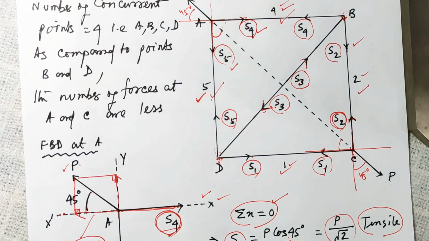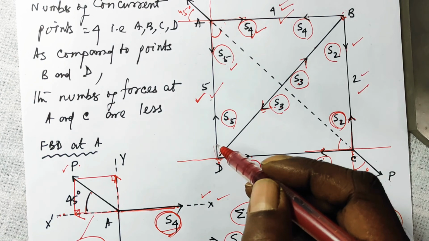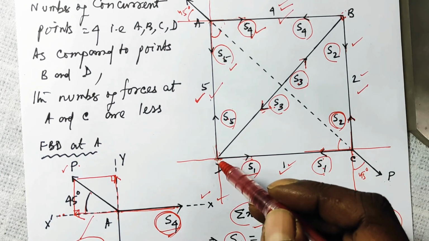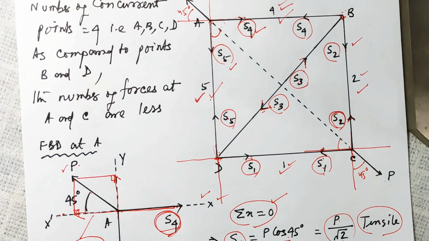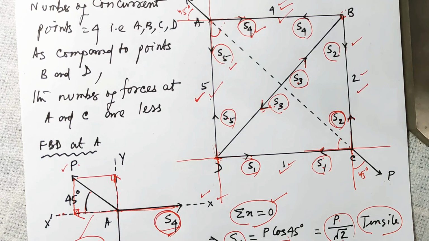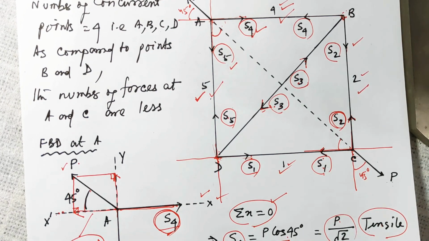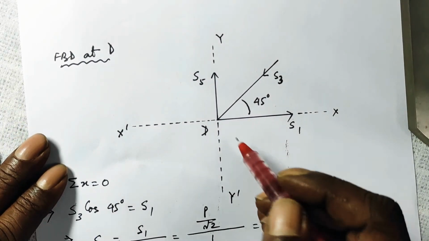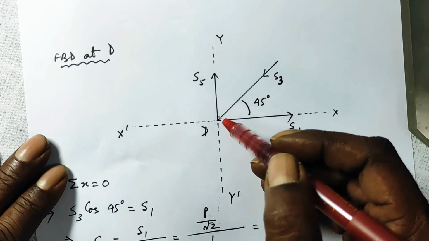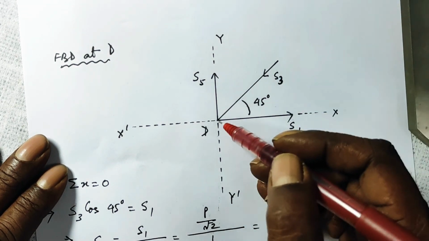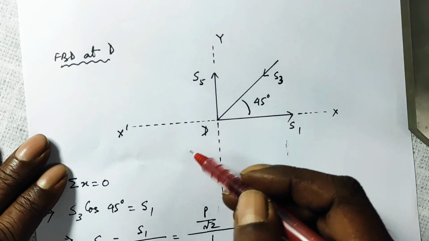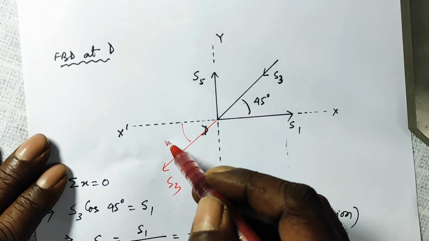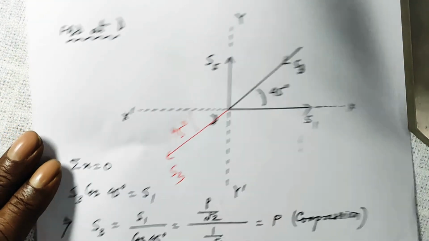Now go back to point D. I will draw the x-axis like this, and the y-axis like this, and I will represent S1, S3 and S5 at point D and resolve them into rectangular components and make sigma x equal to 0 and sigma y equal to 0. So look at point D. This is your S1, this is your S5, this is your S3. You can produce it here. Now this is 45, so this is also 45, being vertically opposite.